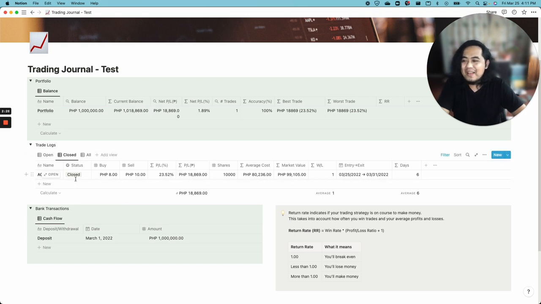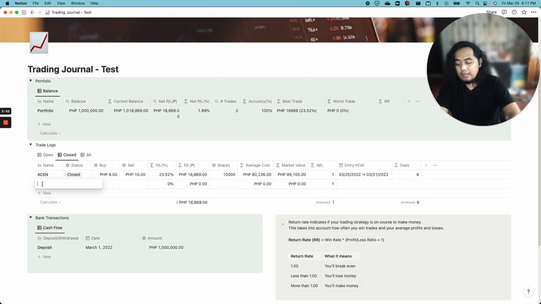Then we'll also see the changes here in the balance sheet. You'll see that the current balance is already showing the profit of 18,800 plus. It will also show the net P&L.